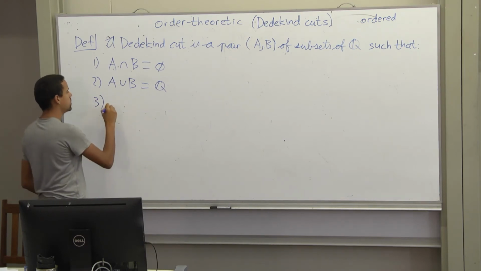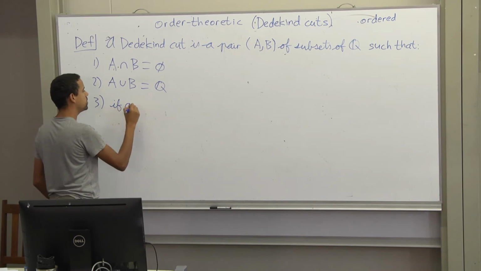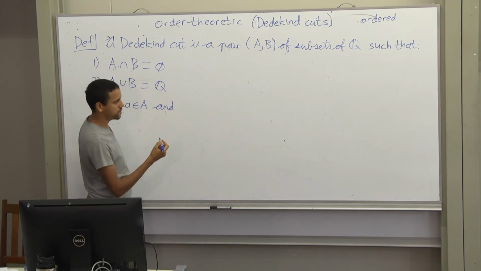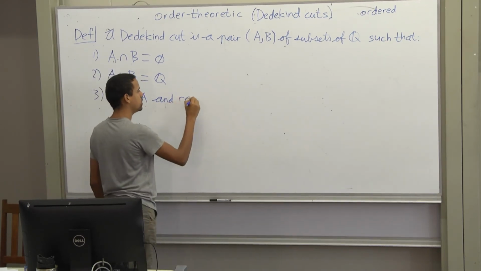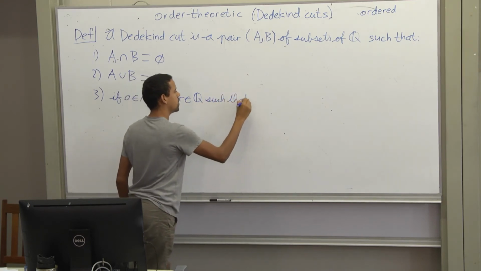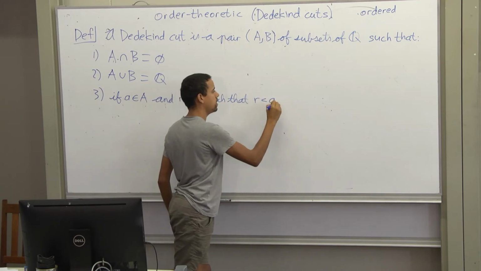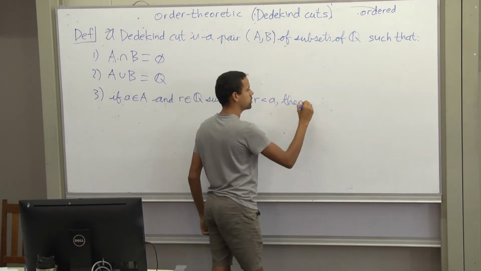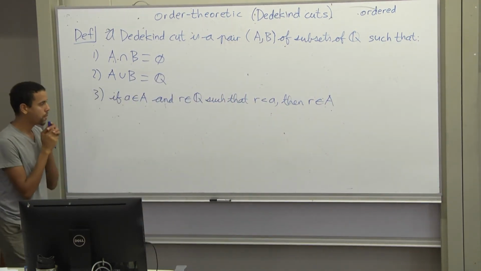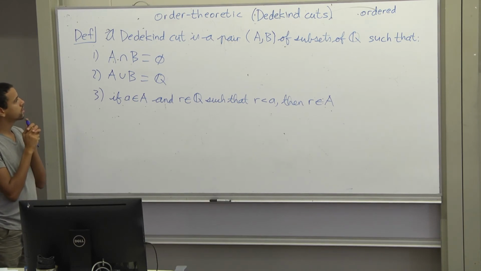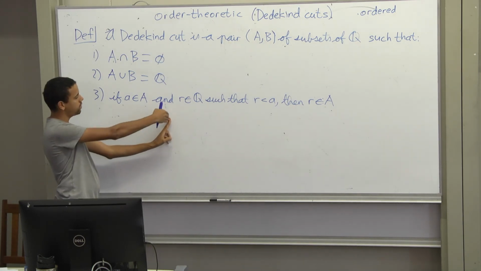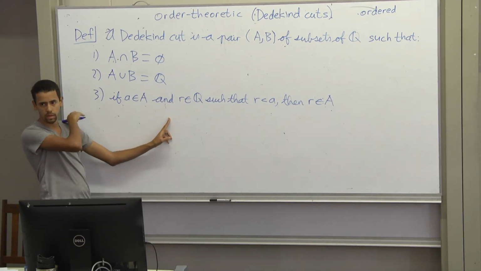So the next one, if you have some element a in A, and you have some other rational number, let's say r in Q, such that r is less than a, then r is also in your first set A. So for example, if -2 is in A, everything below -2 is also in A.